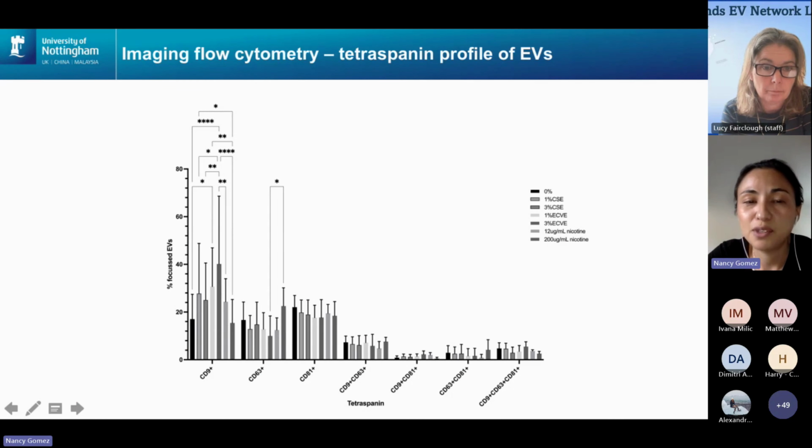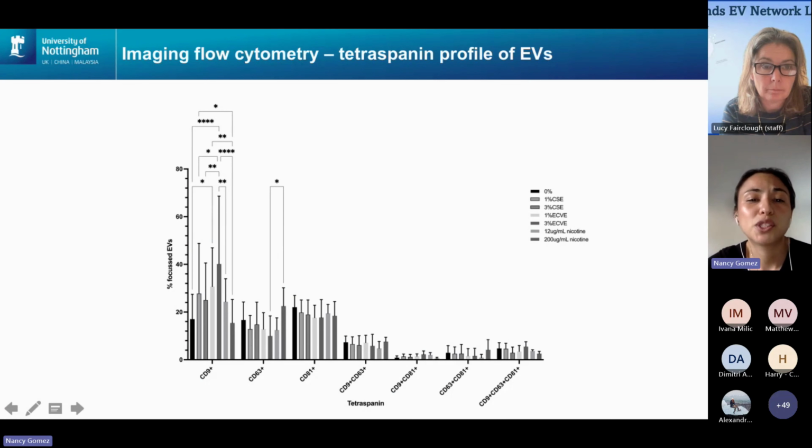And it was also particularly interesting that the 3% e-cigarette vape extract was also increased compared to its matched cigarette smoke extract concentration, which is 3%, and the 200 microgram of nicotine. And then we also had a significant difference of that 200 nicotine compared to the 3% e-cigarette vape extract for CD63. So some differences between the tetraspanin expression. If we look at CD81, there wasn't really any change, which we have seen previously as well, so it was expected for that tetraspanin.